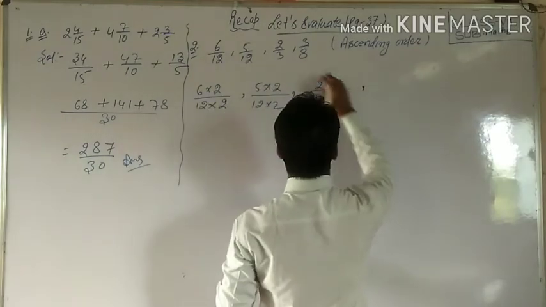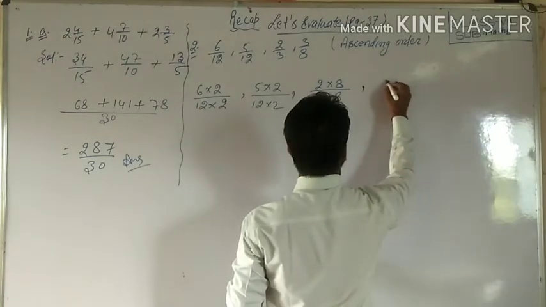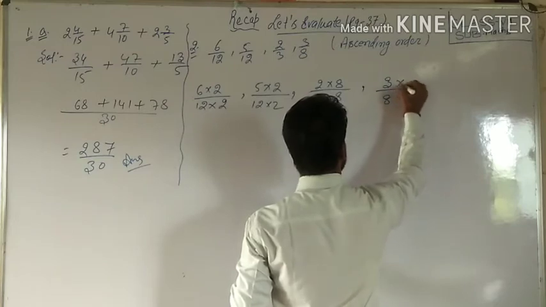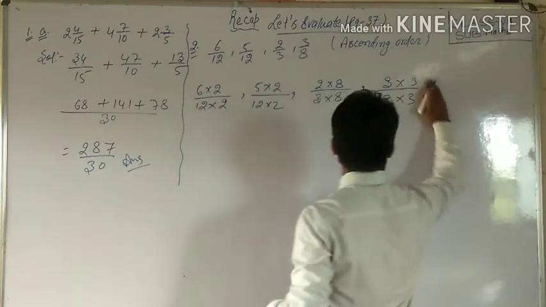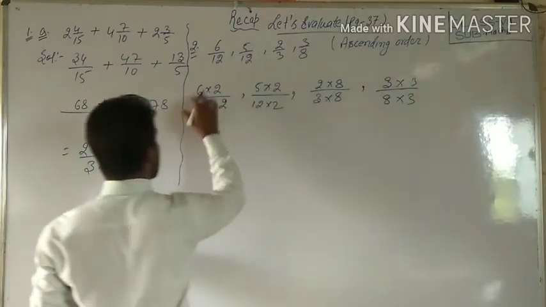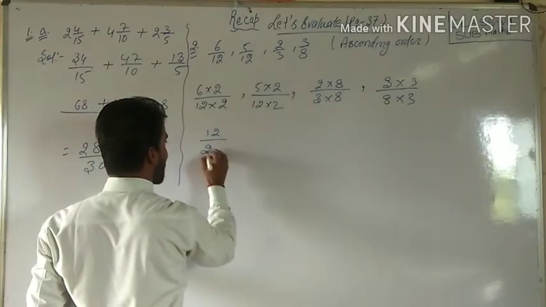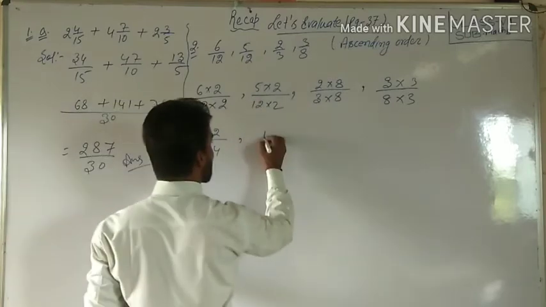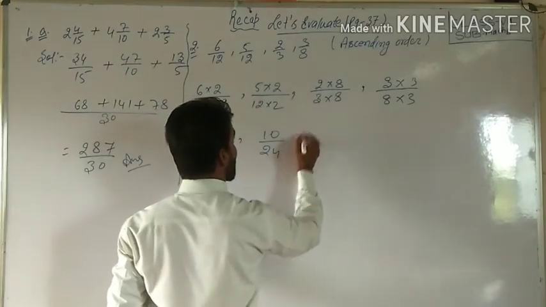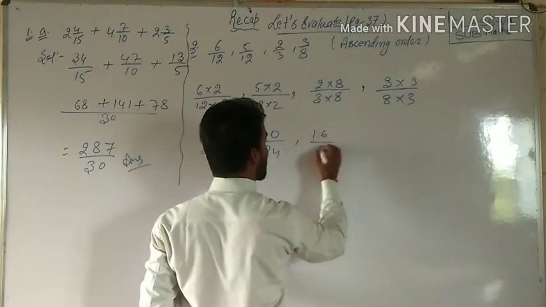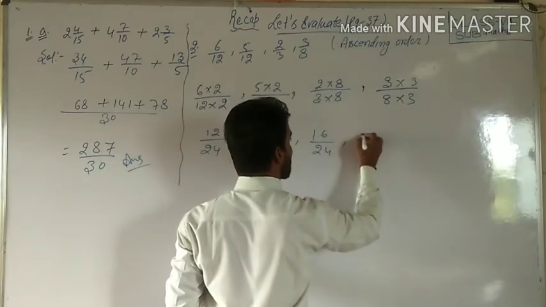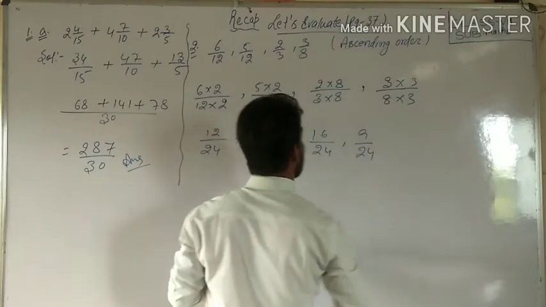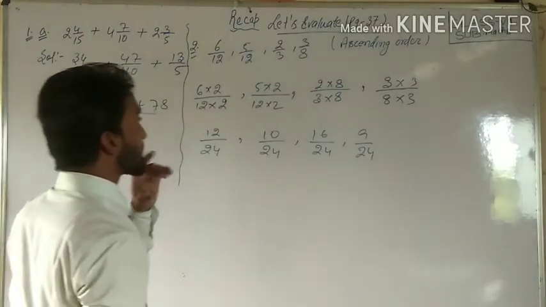So see the next question, next fraction 3 by 8. Now 8 is there. Which number will be multiplied? 3. See, students, in the given fractions, what will the numbers be? 12 by 24. 6 to the 12, 12 to the 24. 5 to the 10, 12 to the 24. 2 eights are 16, 3 eights are 24, 3 threes are 9, 3 eights are 24. Sorry, 24.